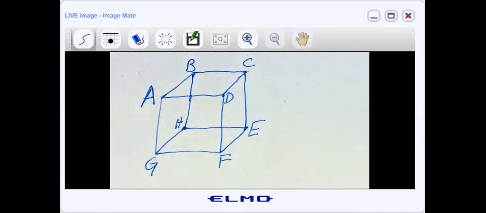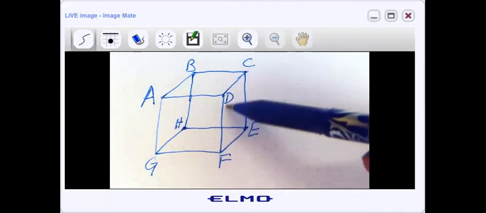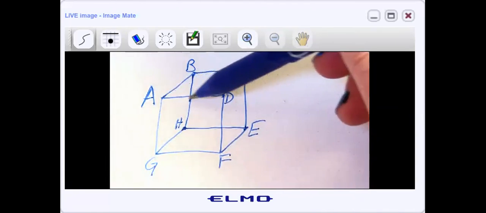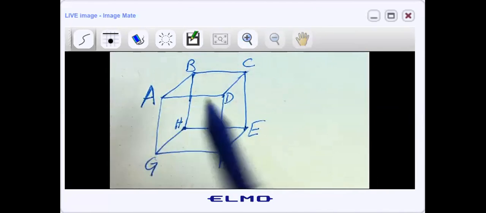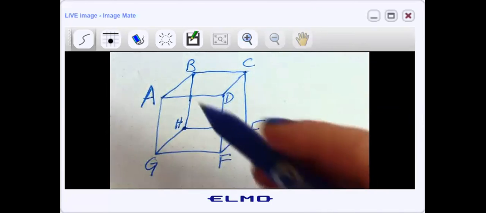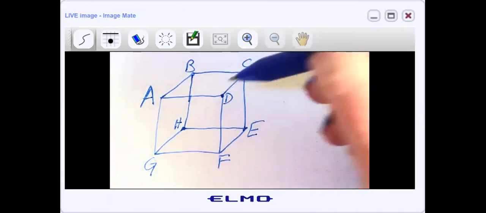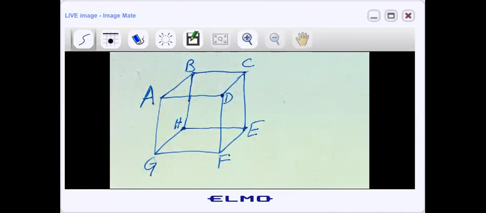Okay, one more before we start talking about planes. Will, can you tell me about AD and DF? Are they intersecting, parallel, or skew? Wait, say it again. Line AD and DF, are they intersecting, parallel, or skew? Intersect. Yes, and they intersect right here at point D. Perfect.